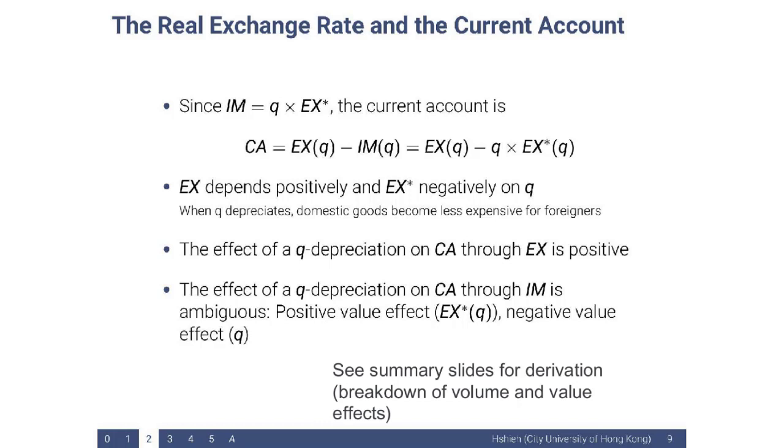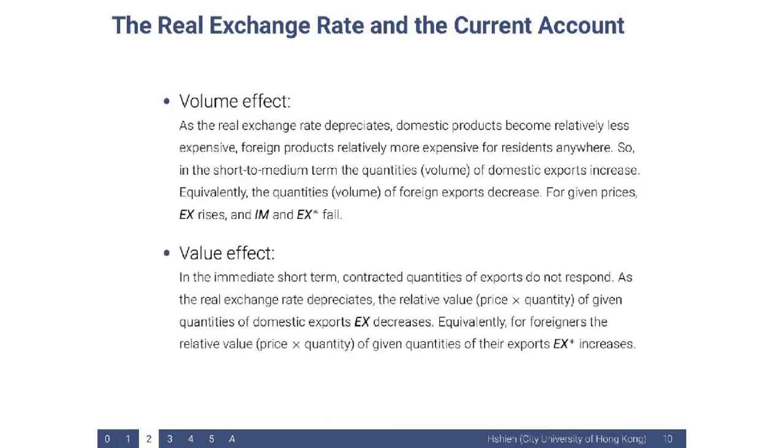All right, so maybe I'll just conclude on this slide and we take a 10-minute break. Let me just summarize a bit. This is just verbalizing again whatever I just repeated to you over and over again. So maybe I'll just read it to you. As the real exchange rate depreciates, domestic products become relatively less expensive. Real exchange rate depreciates means Q goes up, increases. Foreign products are relatively more expensive for residents anywhere, not only for the foreigners, but also for domestic corporations, households, etc.